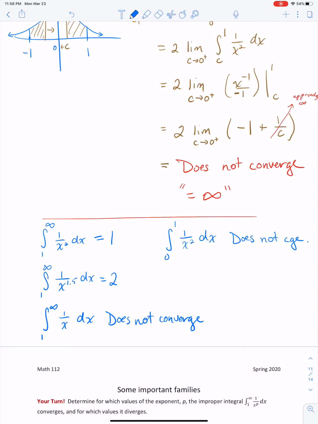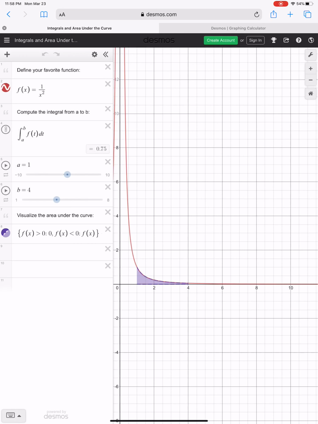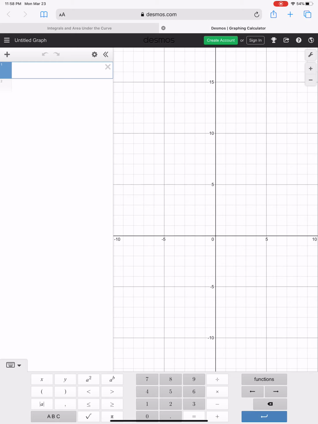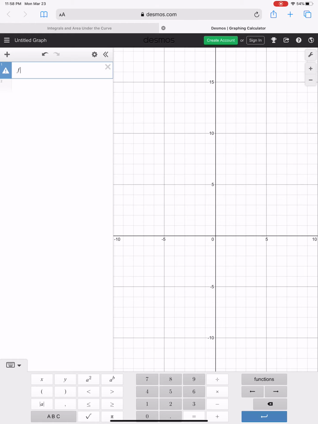And so I just wanted to go to Desmos and compare a few of these functions so you could see what's happening here. Let's go over here to the graphing calculator, and let's define a bunch of functions. Let's define f of x equals 1 over x. That will be the first one.